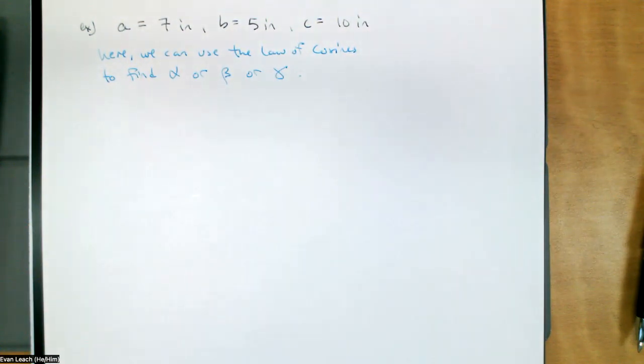We need to use the law of cosines. We don't have a choice there, because we lack an opposing pair that we would need for the law of sines. But we can use the law of cosines to find alpha or beta or gamma. We just have to pick one to find.